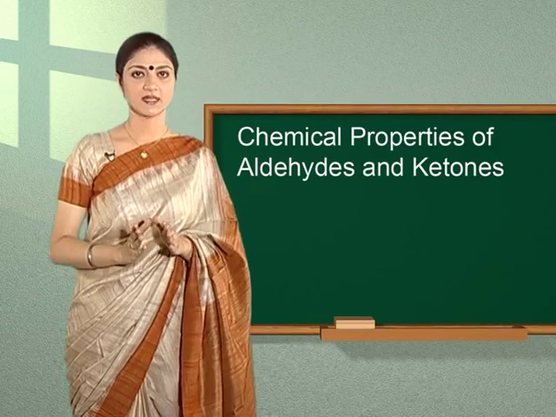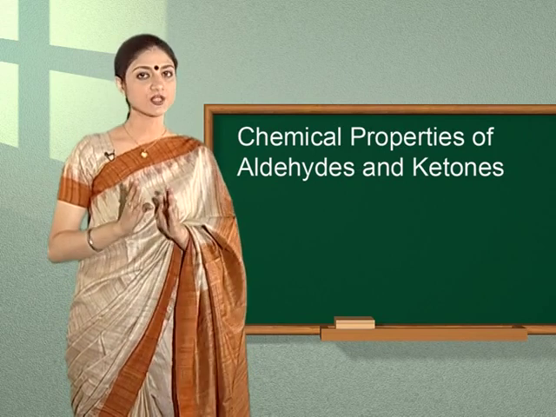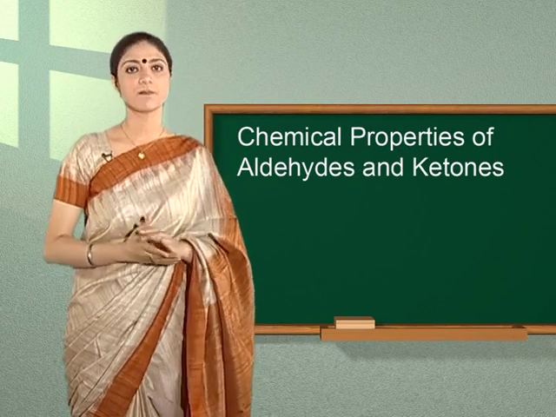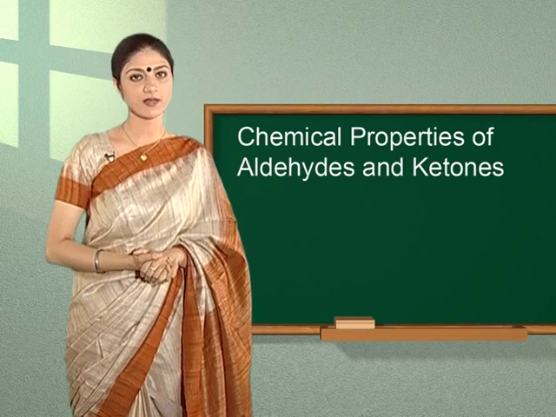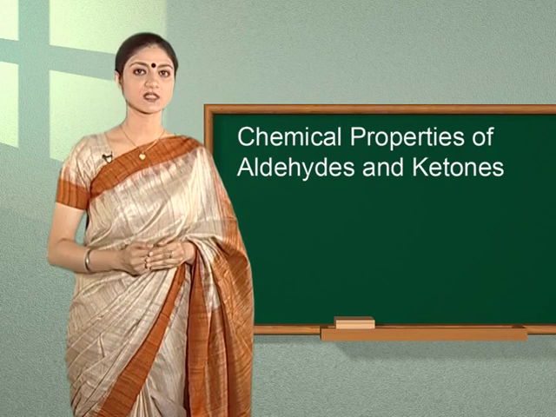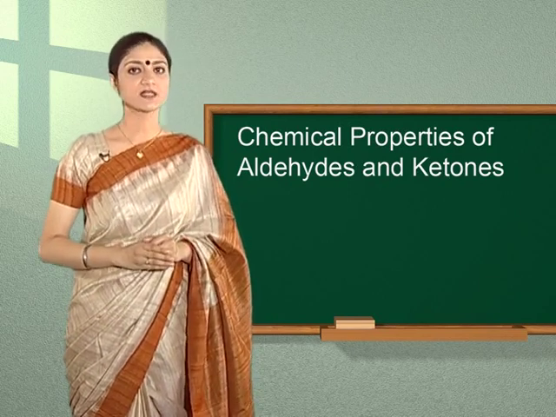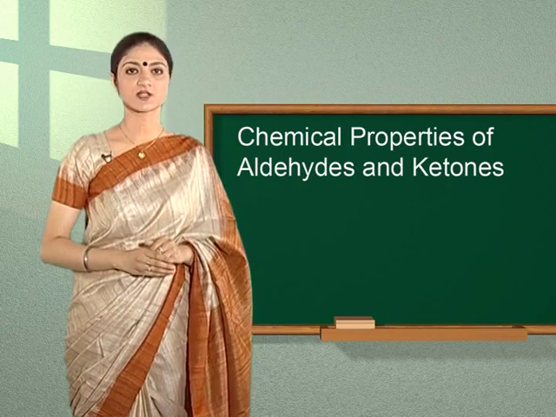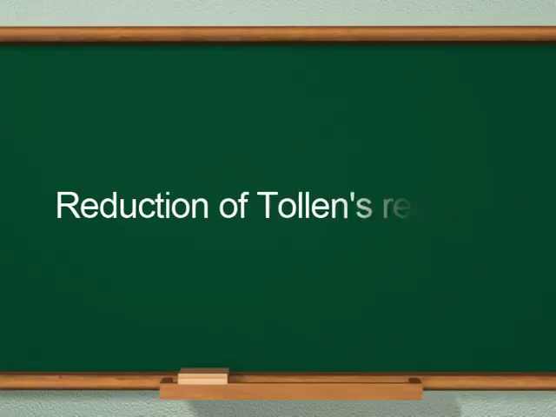Since aldehydes can be easily oxidized, they act as reducing agents and reduce compounds containing metal ions like silver monopositive ion and copper dipositive ions under basic conditions. Let us discuss some of these reactions now. We will first learn about reduction of Tollens reagent.